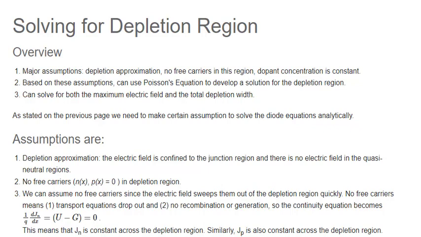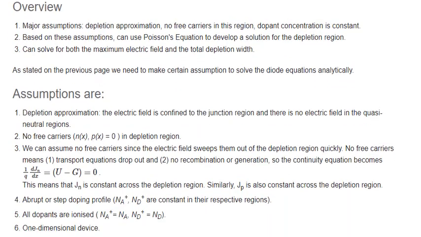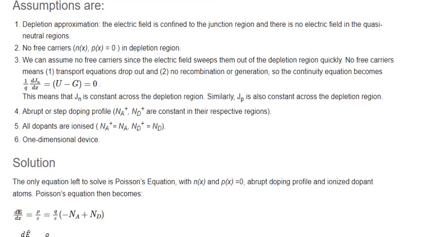No free carriers means, one, the transport equations drop out, and two, there is no recombination or generation. So the continuity equation becomes this, which means that Jn is constant across the depletion region. Similarly, Jp is also constant across the depletion region.